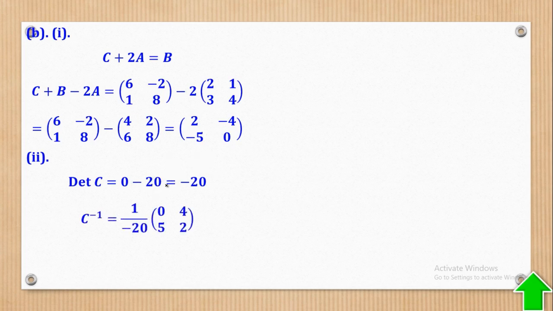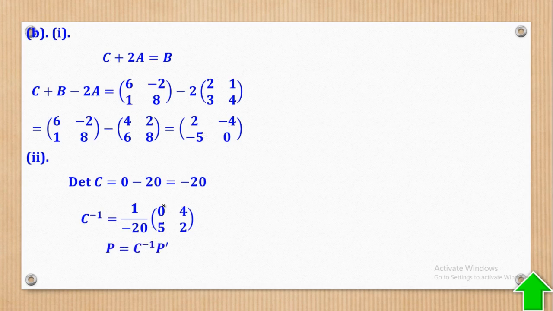So therefore the inverse will be equal to 1 over the determinant multiplied by the adjoint. Now the adjoint is got by interchanging the entries in the major diagonal, for example, that's why this 0 is here and this 2 is here. But for the minor diagonal, we change the sign. So negative 4 becomes positive 4, and negative 5 becomes positive 5.